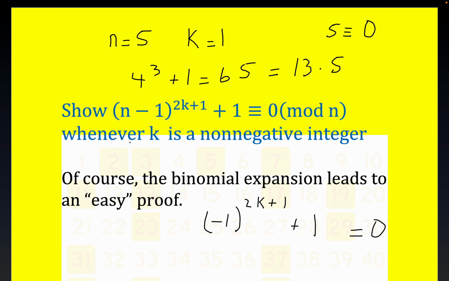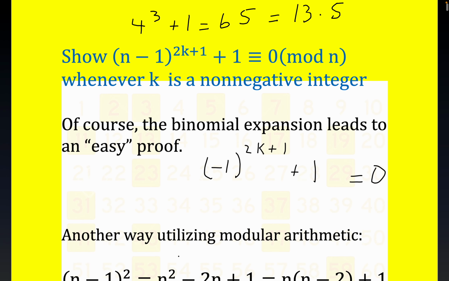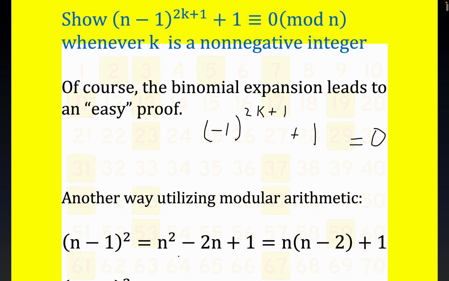All the other terms, n raised to the 2k plus 1 is obviously by definition a multiple of n. The binomial coefficients are just integers. All the other terms, you would have 1 and then n raised to a power. So everything left would resolve to a multiple of n. And so the binomial proof is easy only if you know what it is. And it's a very common result in mathematics. But I'm interested in a way that involves modular arithmetic, okay?